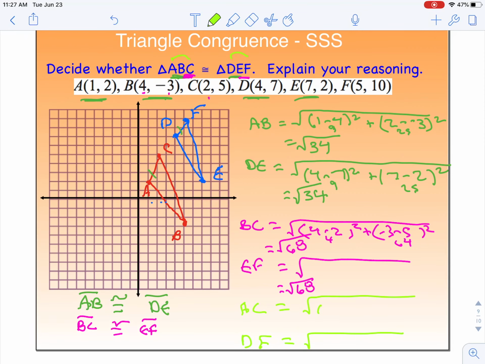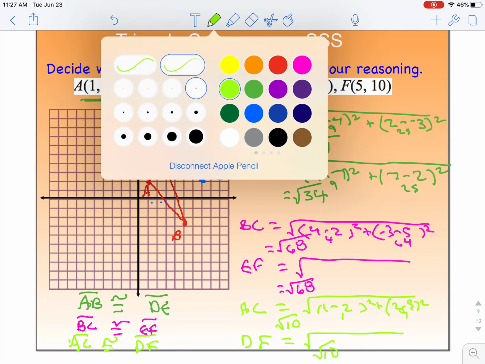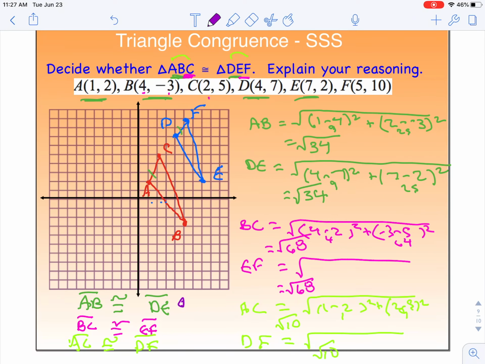And then finally, if you did your math correctly on the last one, AC, you would have 1 minus 2 squared, and then 2 minus 5 squared. So 1 minus 2 is negative 1 squared, which gives you 1. And 2 minus 5 gives you negative 3 squared, which is 9. So you get the square root of 10 for each of these. And so AC is also congruent to DF. So now we can prove that yes, the triangles are congruent.